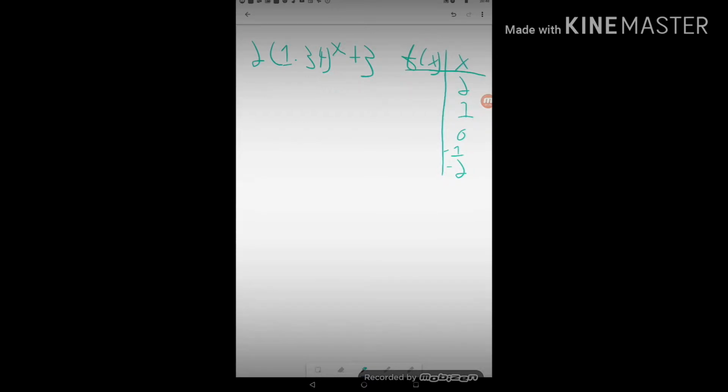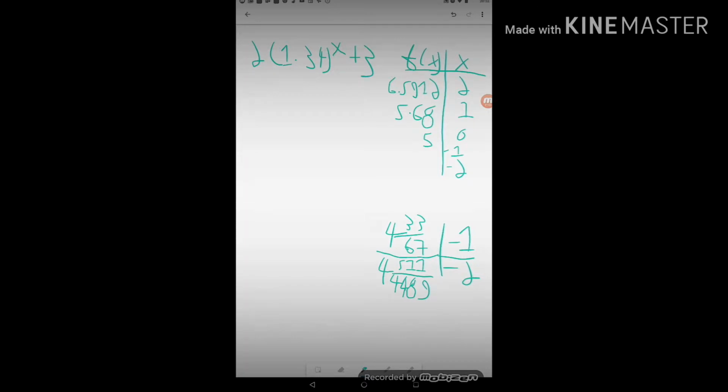Notice that we're just starting with the 5 basic integers: 2, 1, 0, -1, -2. Those are the most commonly used x integers. This is very simple. All you have to do is plug these numbers in for every x value, and this is what you get.